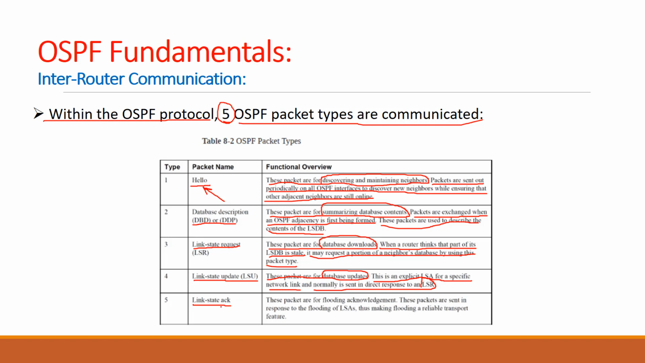What about the link state acknowledgement or LSA? It's different than the link state advertisement because they have the same acronym, link state ACK or acknowledgement. These packets are for flooding acknowledgement. These packets are sent in response to the flooding of LSAs, thus making flooding a reliable transport feature. When we capture OSPF packets, we will see all these 5 types of OSPF packets. You have to keep them in your mind.